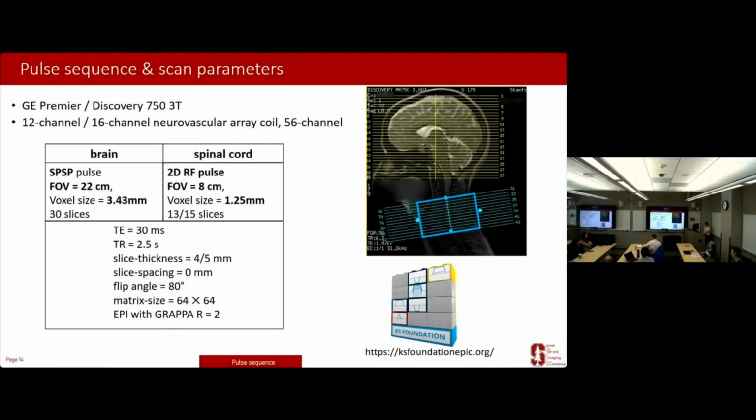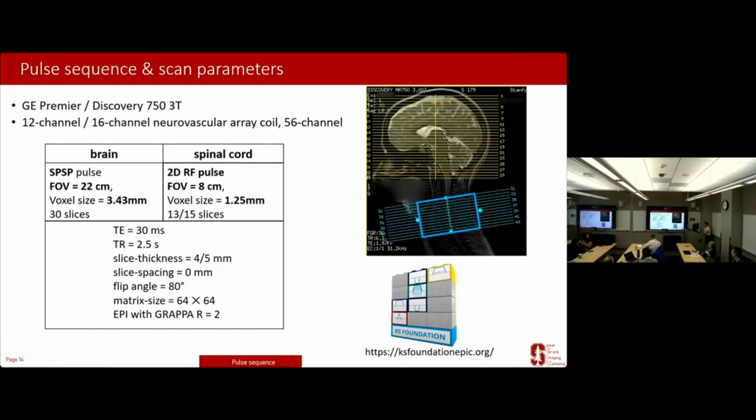All right, let's look at the pulse sequence. We have used our pulse sequence on the Premier and on the 750 scanner. Now on the Premier, we're using a custom-built 56-channel coil built by Julian's team. On the 750, we previously have used a 16-channel coil or even a 12-channel coil. Most of the images shown here used the 16-channel coil on the 750.